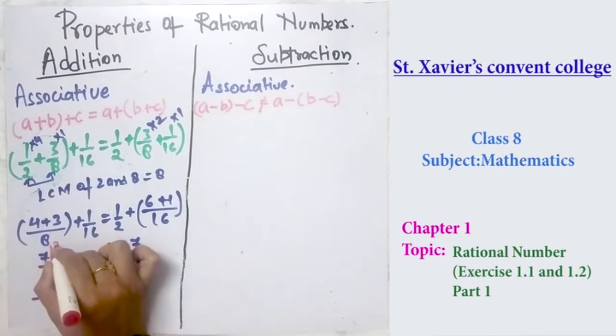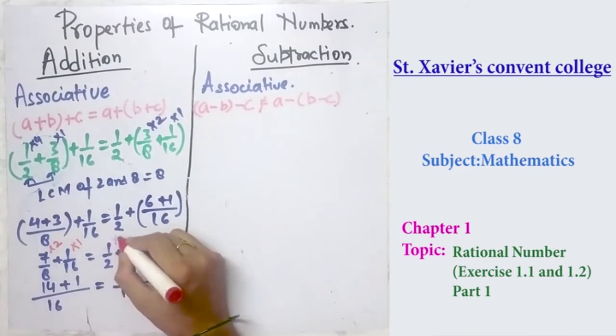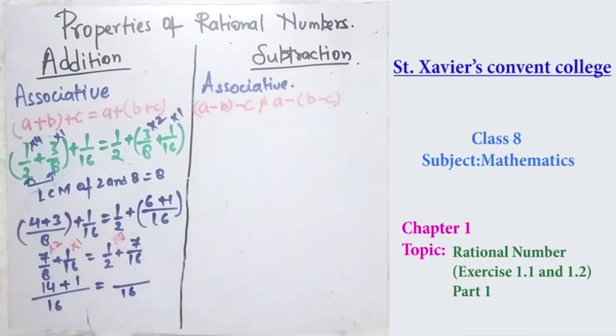So 8 into 2, 16 into 1. 7 twos are 14 plus 1 is equal to, again we take the LCM of 2 and 16, that is 16. And again we have 16, 2 8s are 16, so 8 will be the multiple, and 16 into 1, that is 16 into 1, 16, that is 1 is the multiple.